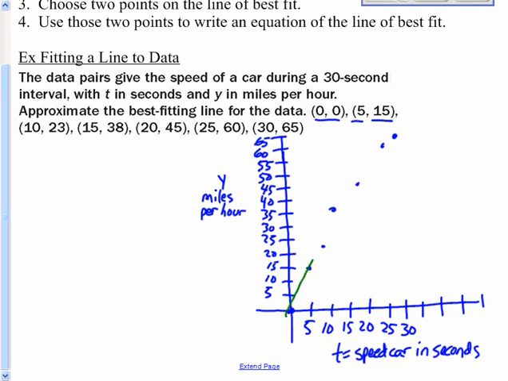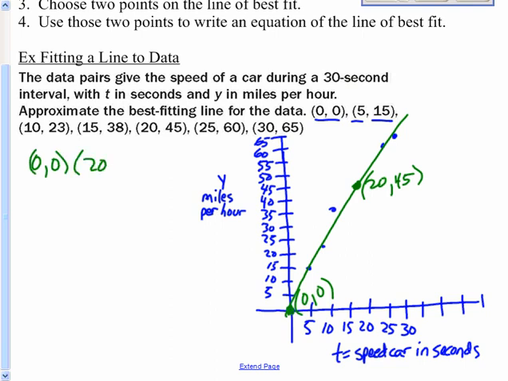Let me draw a line of best fit, and I'm like, that's pretty good. Now I'm going to choose 2 points that are on this line. How about that one right there? That was 20, 45, and let's go with our 0, 0 here. So I draw this line, I choose a couple of points and write those down. So I have 0, 0 and 20, 45.